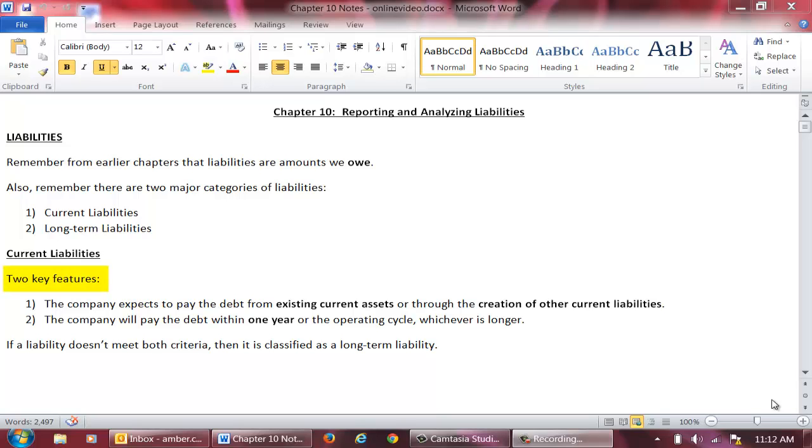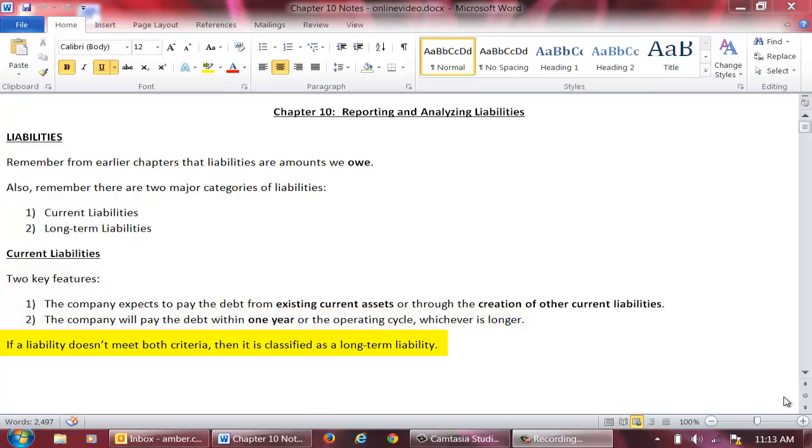A liability must have two characteristics in order to be classified as current. First, the company must expect to pay the obligation from existing current assets or through the creation of other current liabilities, meaning that the company doesn't plan on using long-term assets or creating a long-term liability to pay the debt. Second, the company intends to pay the debt within 1 year or the operating cycle, whichever is longer.